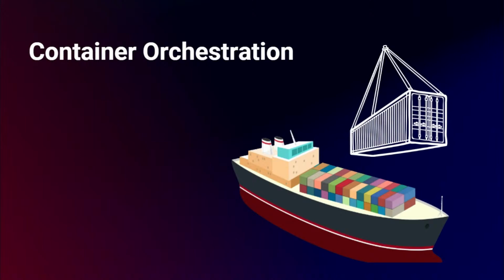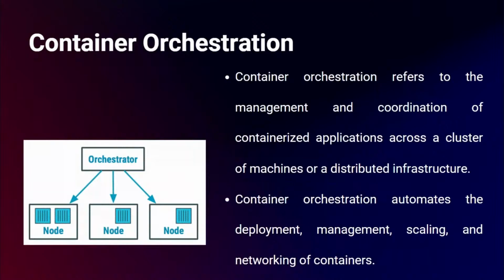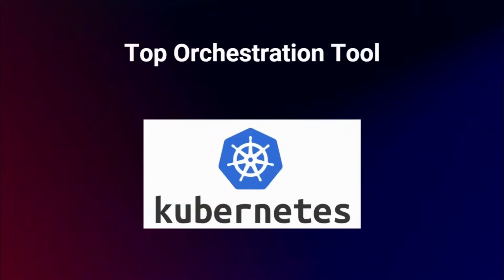If you have heard this term, container orchestration, it is nothing but orchestrating the containers. We will have different containers, which are the microservices. If you want to make them run together, you can use container orchestration, which refers to the management and coordination of containerized applications across a cluster of machines on a distributed infrastructure. This automates the deployment, management, scaling and networking of containers. And the top, famous orchestration tool is known as Kubernetes.